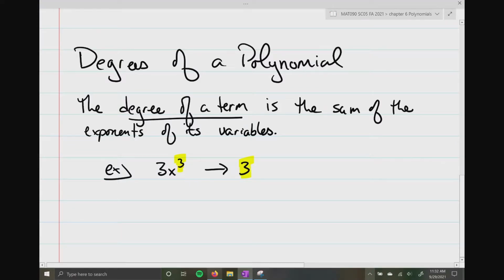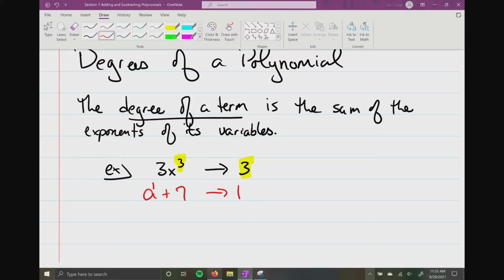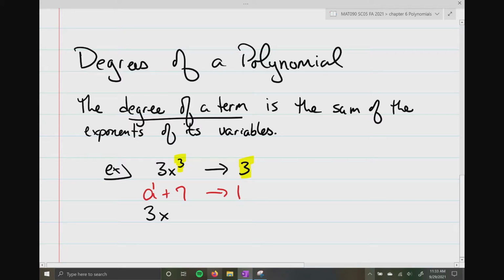Here's another example. A plus 7. Now this is a binomial, but the degree is going to be a 1 because that A is raised to the 1st power. Let's look at one more example here, okay? The degree of this term is 8. Because when you add the exponents together, that z is raised to the first power. 5 plus 2 is 7, plus 1 more is 8. So it's a degree of 8. Does that make sense, everyone?